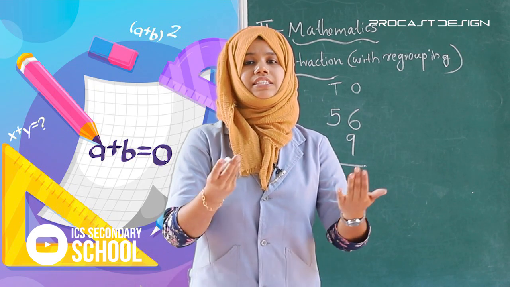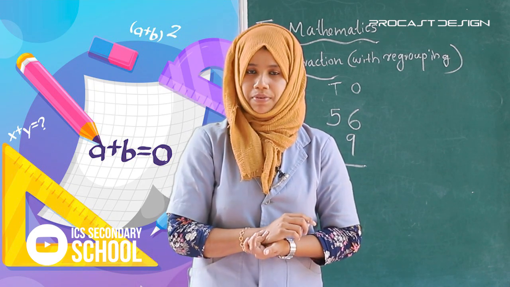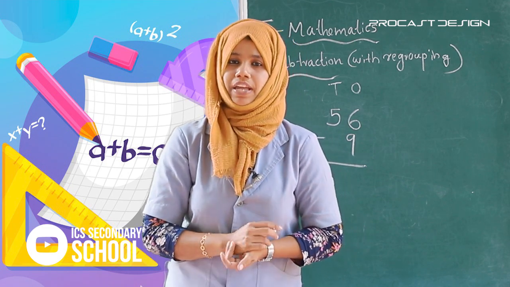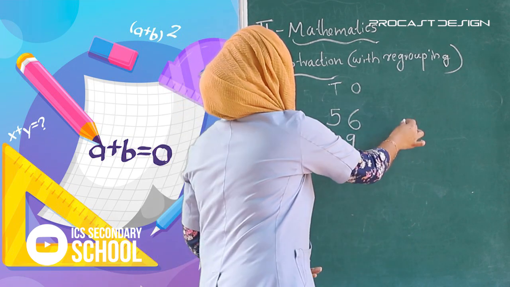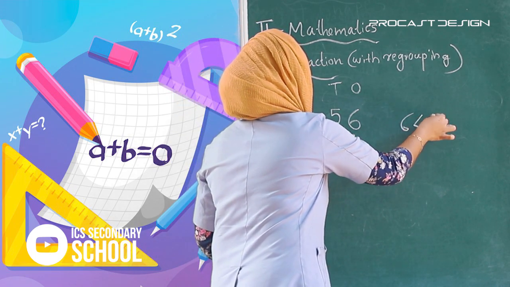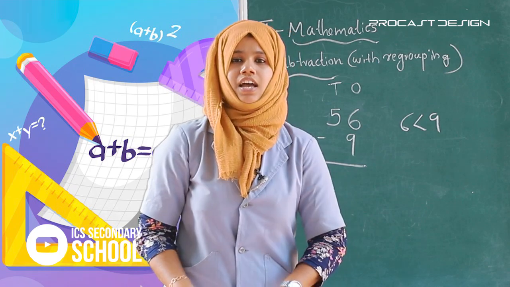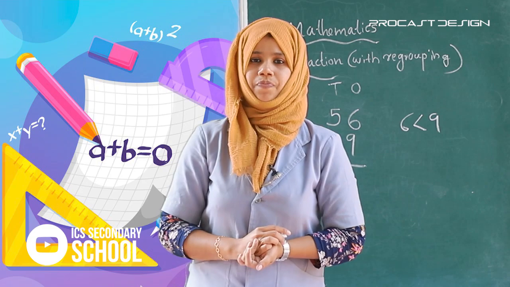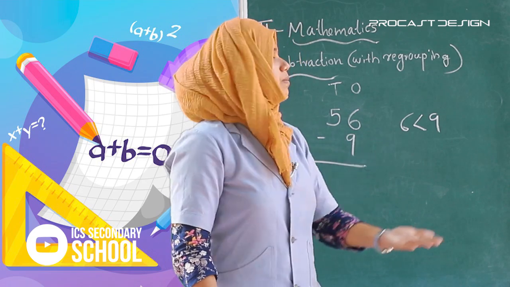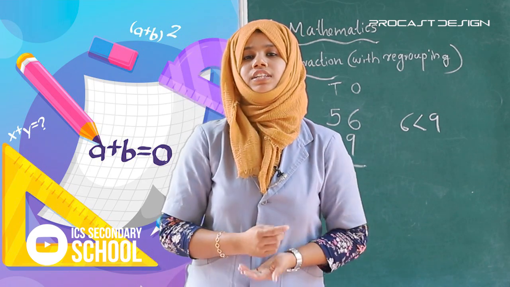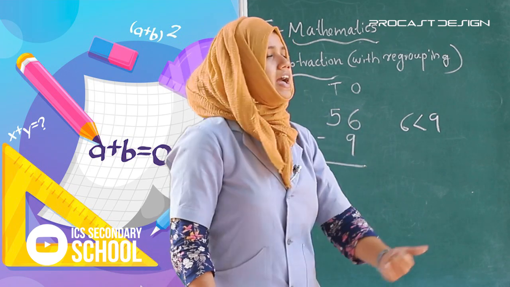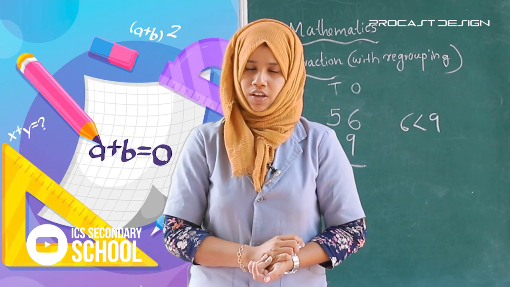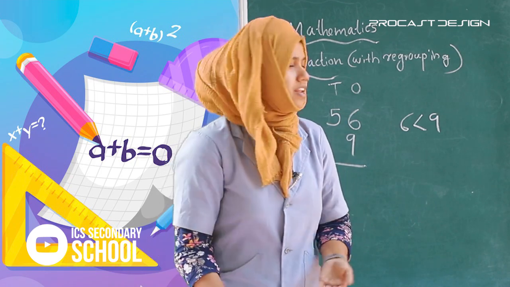We always subtract a smaller number from a greater number. Here 6 is smaller than 9. So what will we do? How to solve this problem? Because 6 is smaller than 9, we cannot subtract 9 from 6.